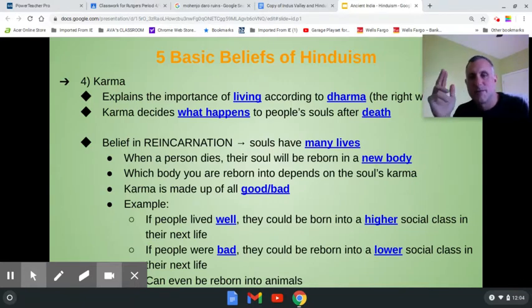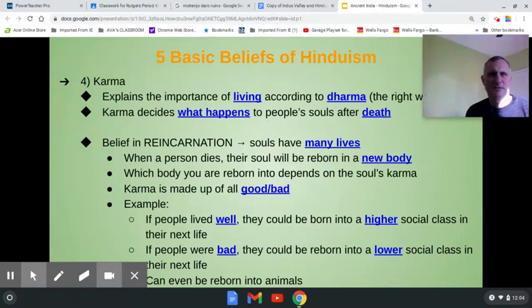When you die, their soul is reborn in a new body, is what they believe. And then your karma: if your karma is good, you move up. If your karma is bad, you move down. If you lived well, you're born into a higher social class. If you were bad, you're born into a lower social class. And you can even be reborn into animals. I guess I don't know how that works.